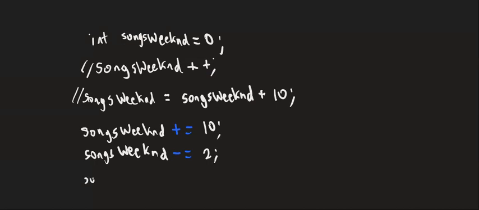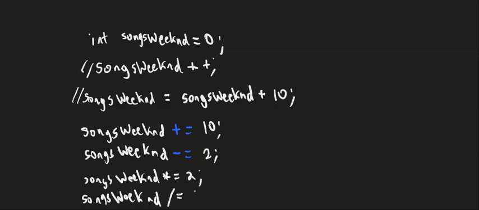Now, just to continue, you can also do songsWeekend times equals something. In addition, you can also do songsWeekend divide equals something. All of these are going to do exactly what you think they're going to do. This is going to take songsWeekend, multiply by 2, and then store it in songsWeekend. This is going to divide. This is going to subtract, and this is going to add.